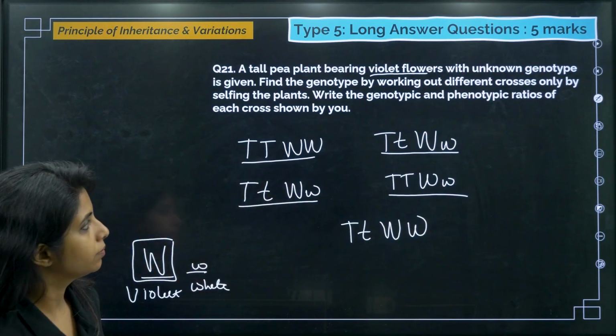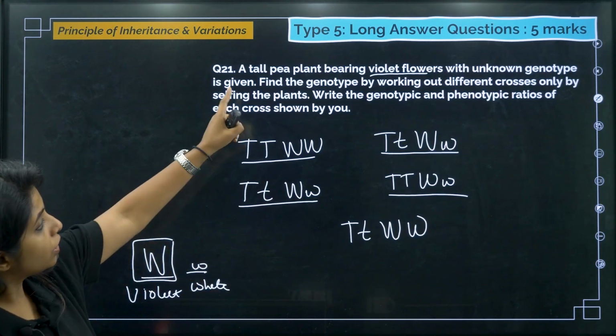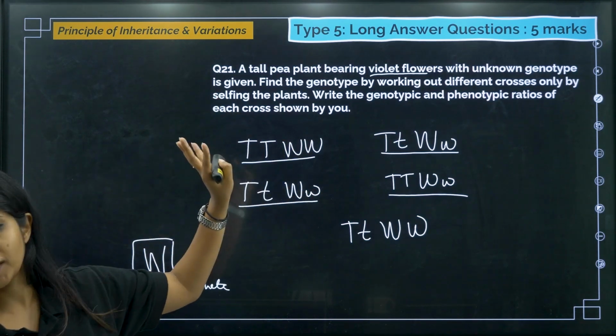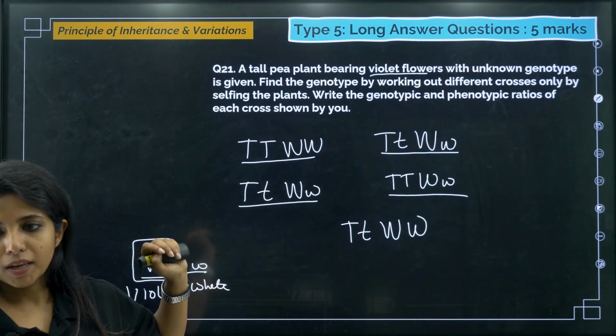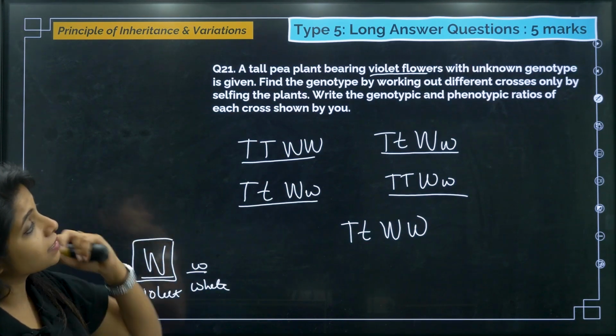This is also tall and white. Okay, so a tall pea plant bearing violet flowers with unknown genotype is given. So you do not know what the genotype is. Now I have already told you, but still, okay. Now, find the genotype by working out different crosses only by selfing the plants.